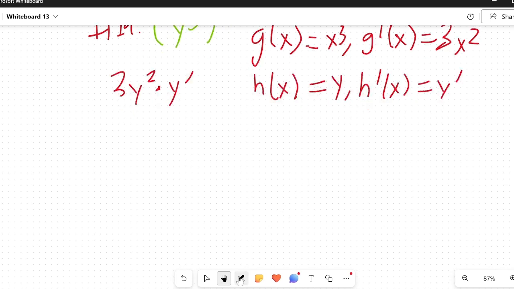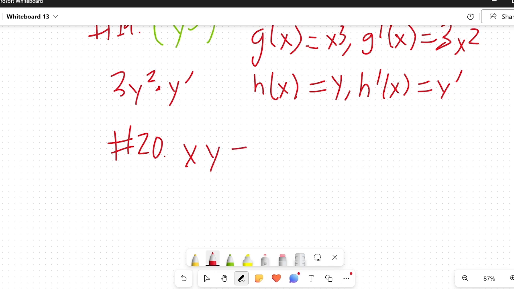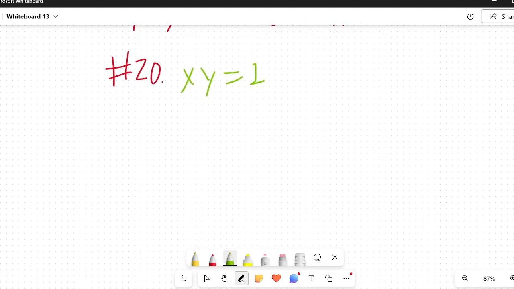So if we're doing a problem like so, let's say problem number 20. Let's actually go to that same problem. X times y equals 1. So for this, we can use product rule. So this is going to be equal to x prime of y plus y prime of x equals 0. Remember, the derivative of 1 is 0.